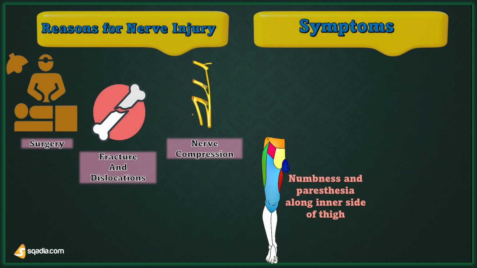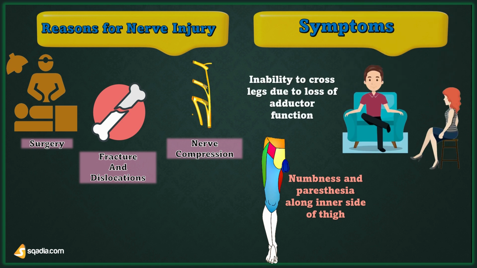Symptoms may manifest as numbness and paresthesia along the inner side of the thigh, as well as weakness in thigh adduction. Patients may also experience sensory loss or abnormal sensations in the medial aspect of the thigh, knee, and sometimes the upper calf. One of the telltale signs of obturator nerve damage is the patient's inability to cross one leg over the other while sitting.